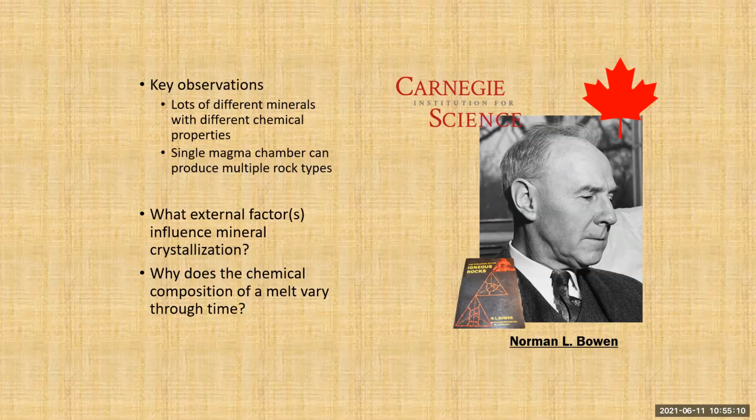One, Bowen and his team recognized, hey, there's a lot of different minerals out there with a bunch of different chemical properties, but they're all going through this same process of going from molten material to solid. That's weird, right? That's really weird. The second observation was that a single magma chamber can produce multiple rock types. That's weird too.